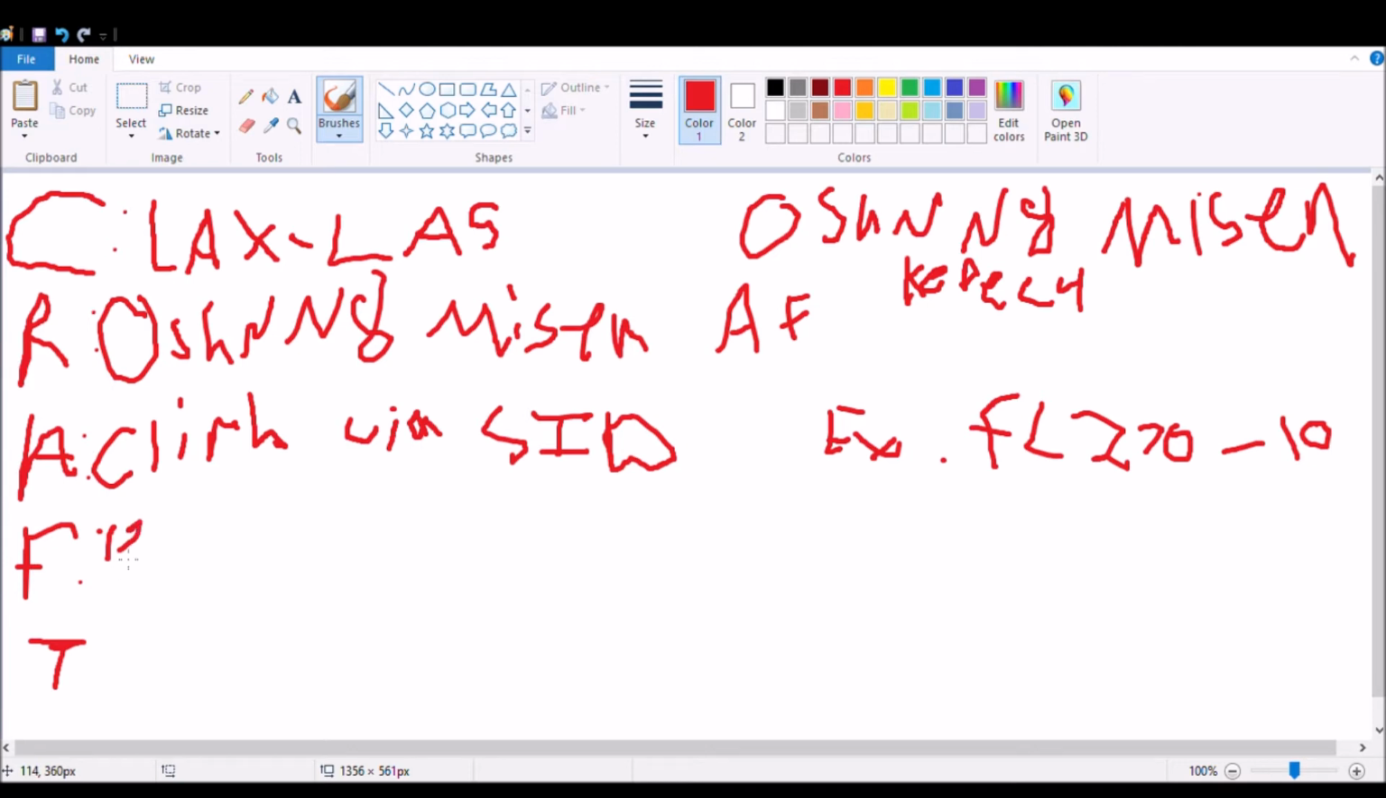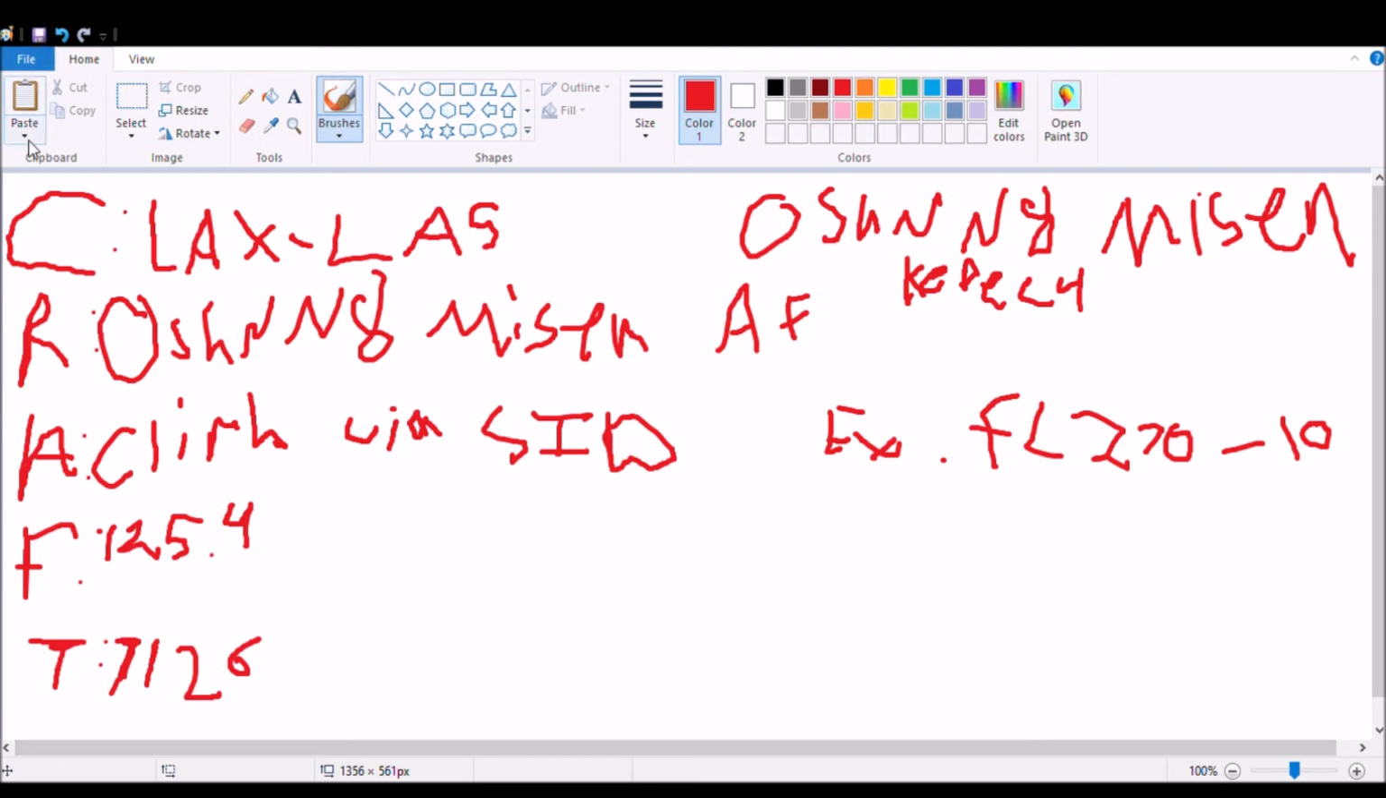Departure frequency 125.4. And your transponder can be 7126. So you would read this back as Southwest 16 cleared to Las Vegas McCarran International Airport, Ocean 8 Meissen transition as filed, climb via the SID, expect flight level 270 within 10 minutes, departure 125.4, squawk 7126 as your transponder code.